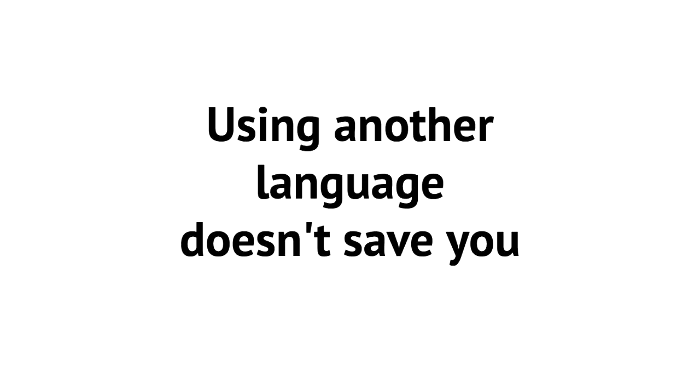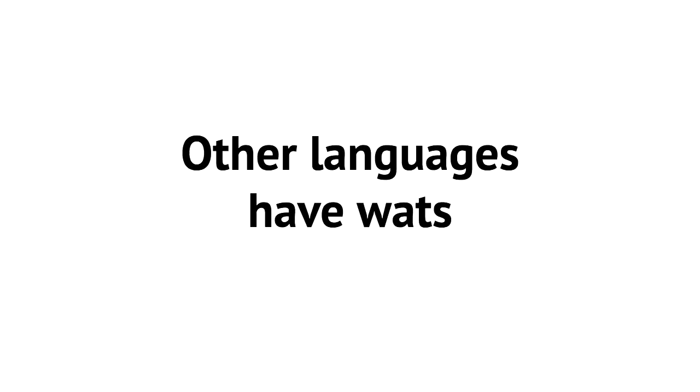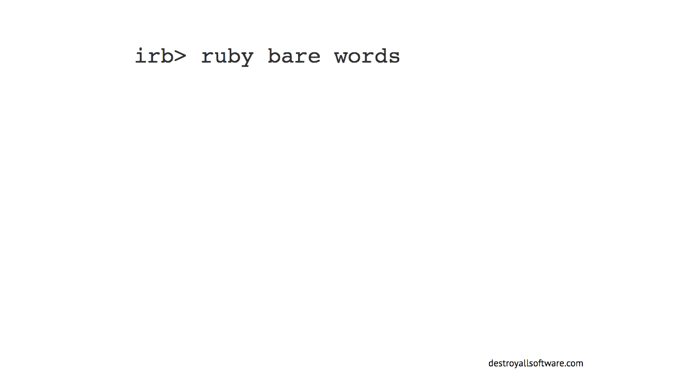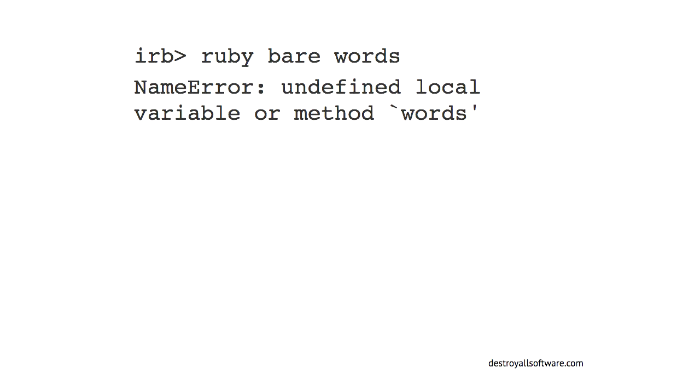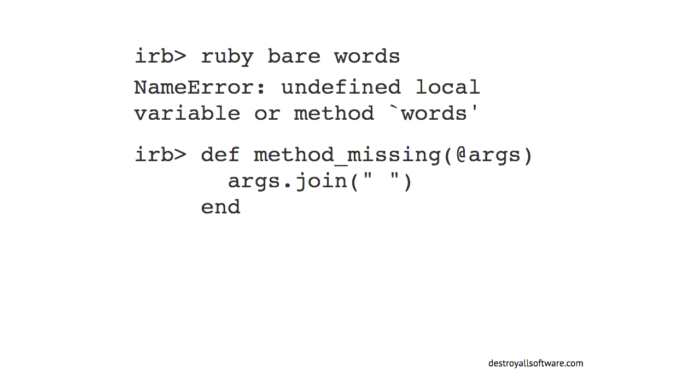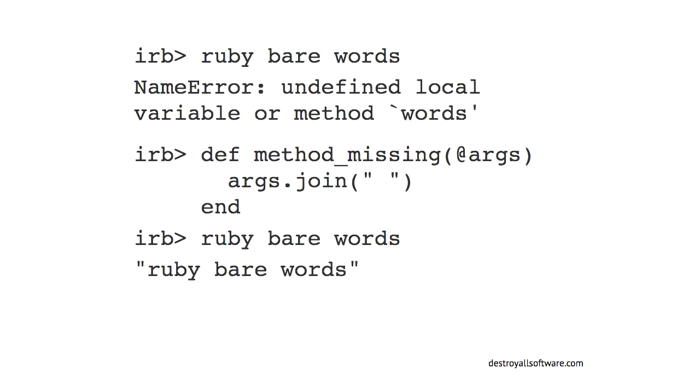But using all these cross-compilers is fine if that's your thing, but using a language that's not JavaScript doesn't save you. I mean, you could use another language, but other languages have WATs as well. So, let's talk about Ruby. Ruby doesn't have the concept of bare words. If you try to just put English or other words in your interpreter, it will error, saying that there's undefined variables. However, you can define an overload for method missing, which is what the compiler uses if it doesn't know what it's supposed to be doing function-wise, which means that we can declare something which says, if we don't know what our method is, just join all the arguments together, which means that we can now just output this as a string.